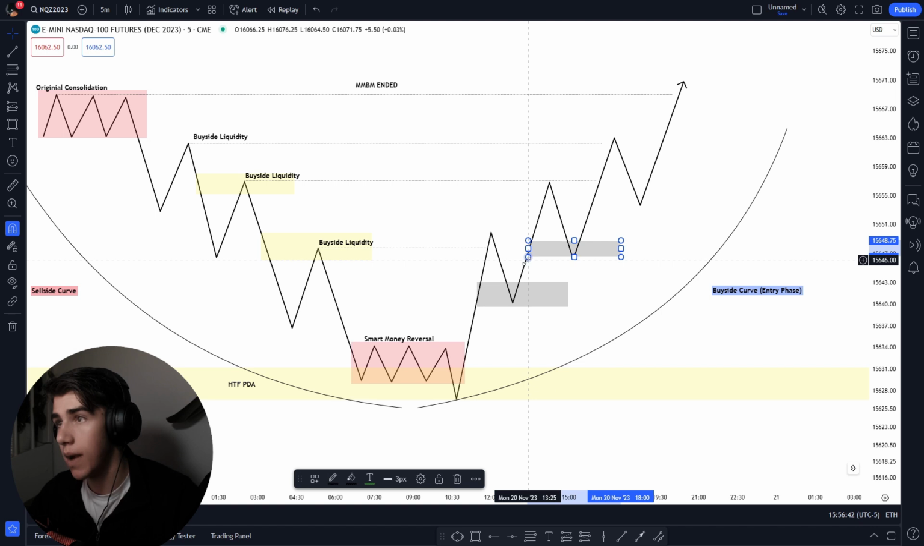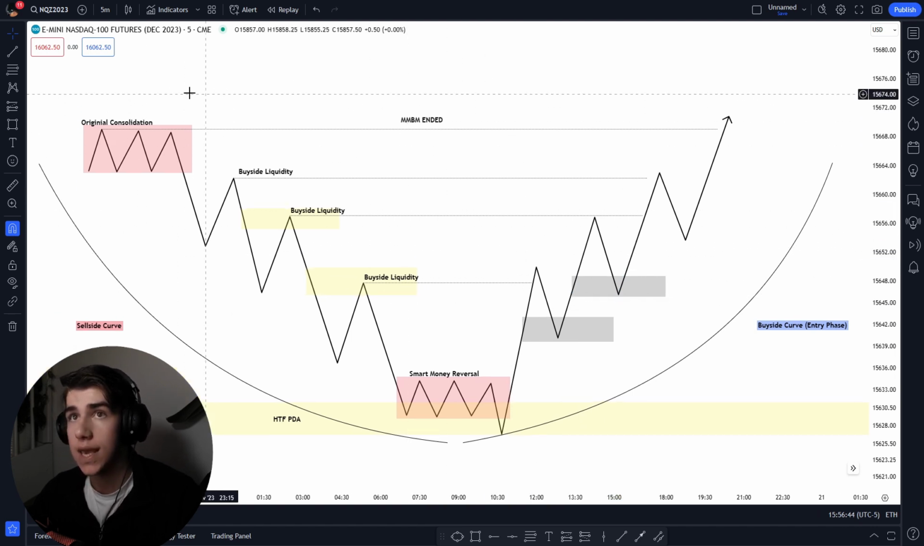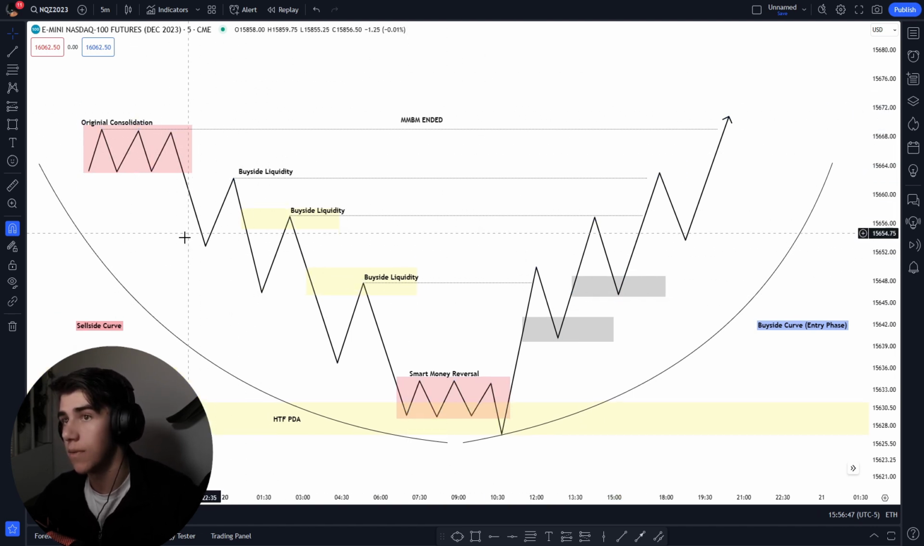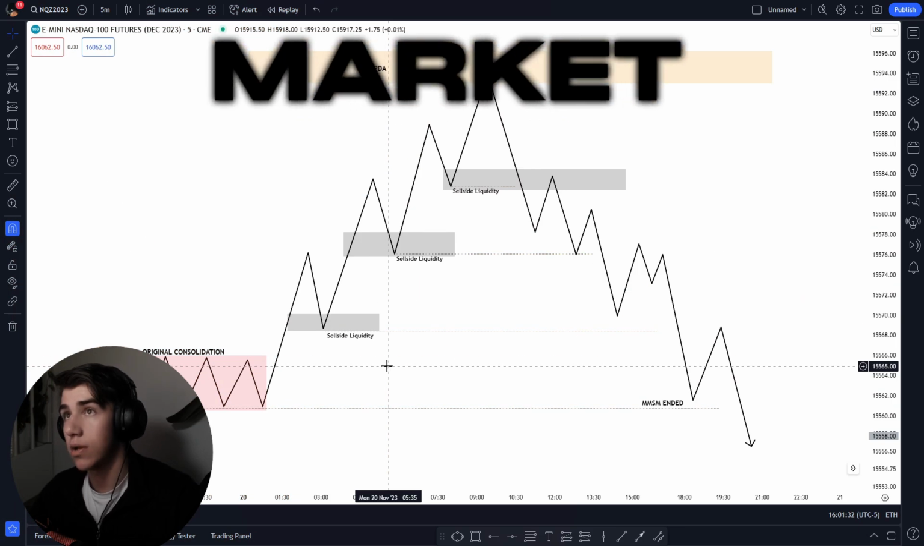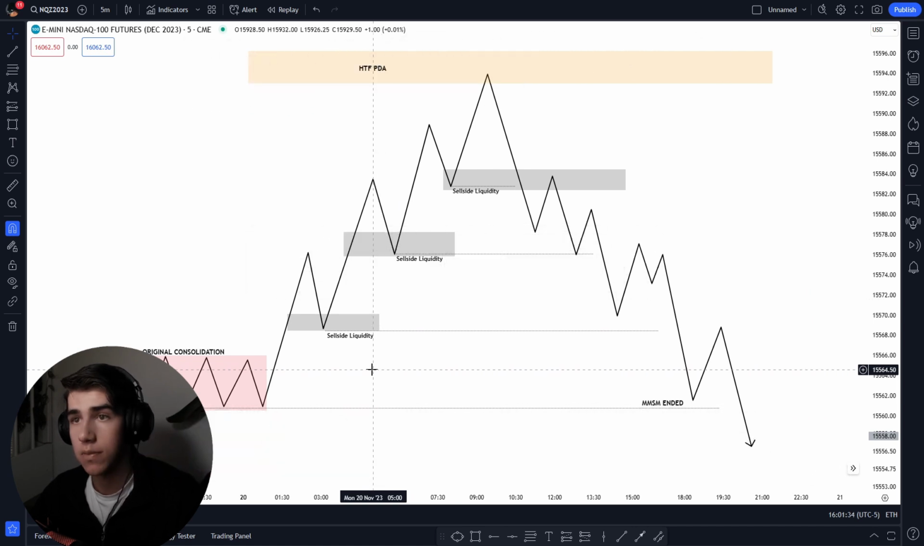And the market maker buy model is finished once we take out the original consolidation liquidity. Okay, now let's look at a market maker sell model. This is the market maker sell model example. Exact same thing, just reverse it.